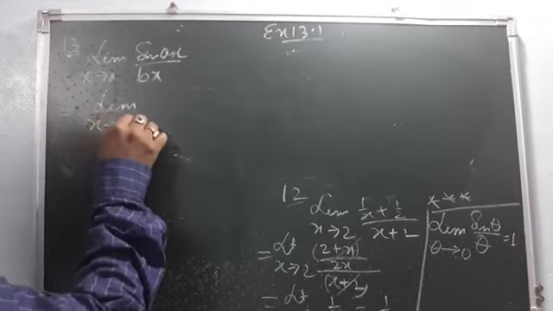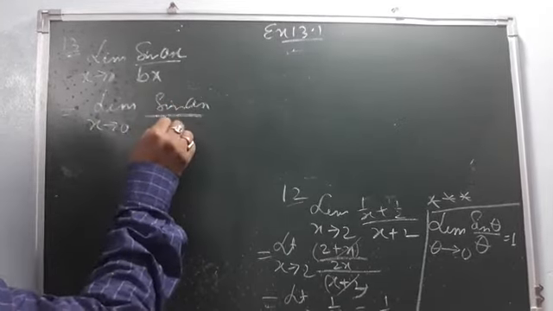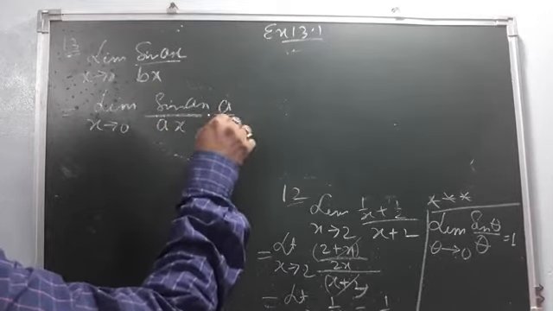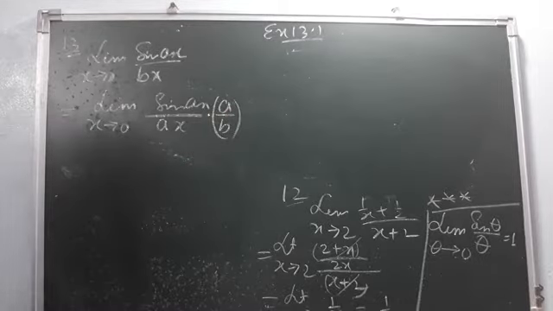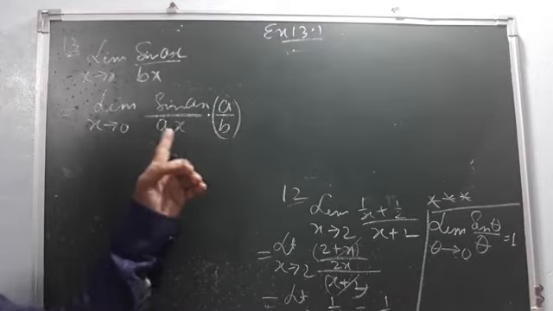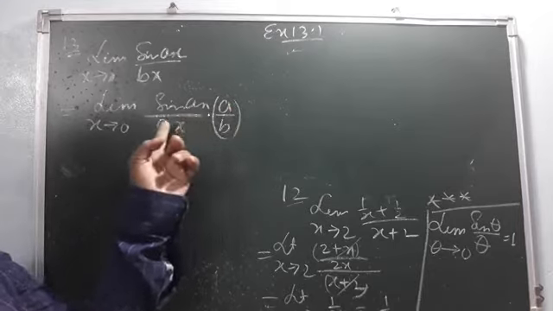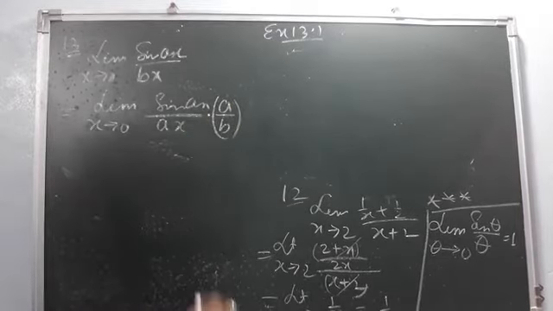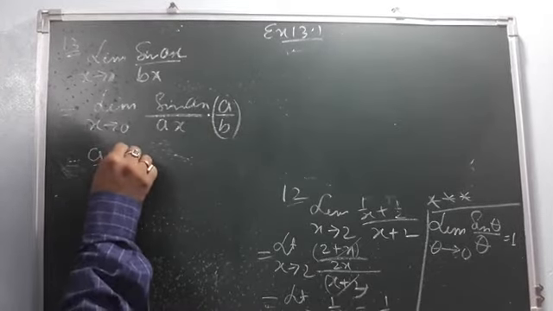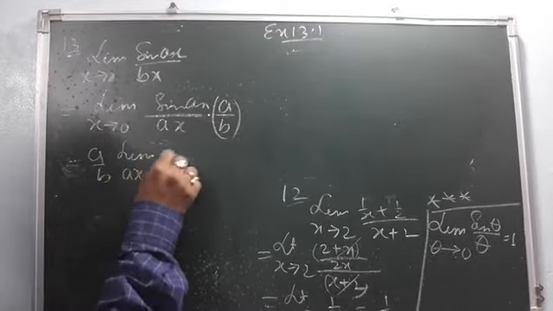Limit x tends to 0 and sin ax. This b, if we replace by ax, then we have to write a by b. Shall I write this one? We have replaced b by a, and to cancel this a, we have written this one. A by b is a constant, that can come outside the limit, so it is a by b limit x tends to 0, then ax also tends to 0.